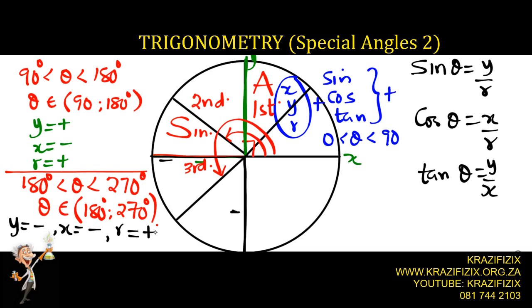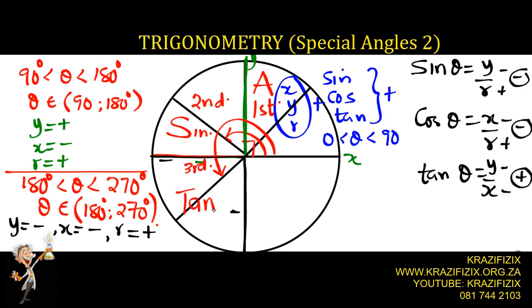So let's check here quickly. What is sine? Negative over positive, which is going to be what? Negative. Cos? Negative over positive, which is also what? Negative. And tan? Negative over negative, which is what? Which means tan is positive in the third quadrant. So it seems like we're sharing the quadrants now.